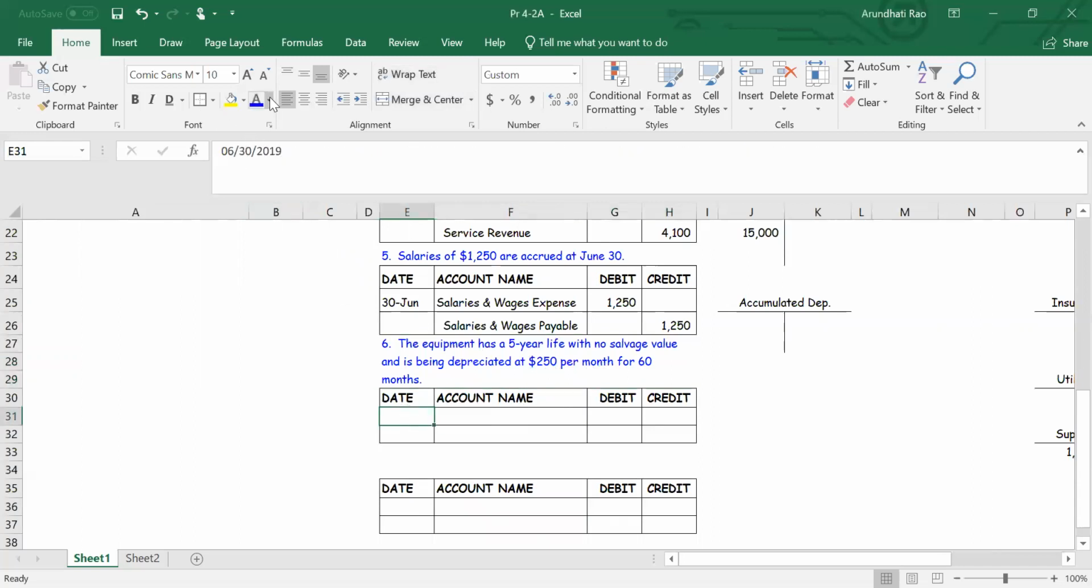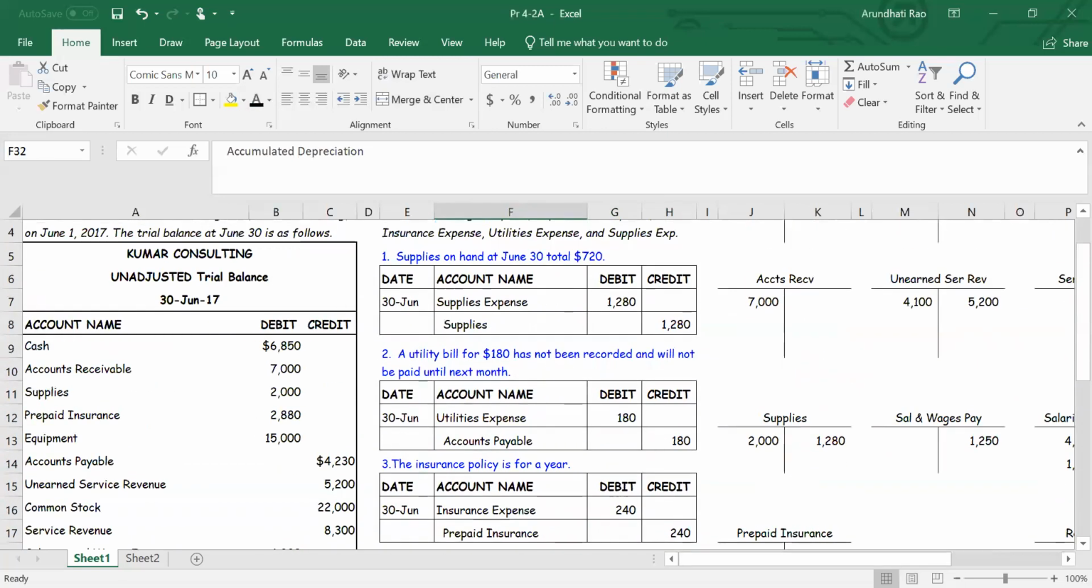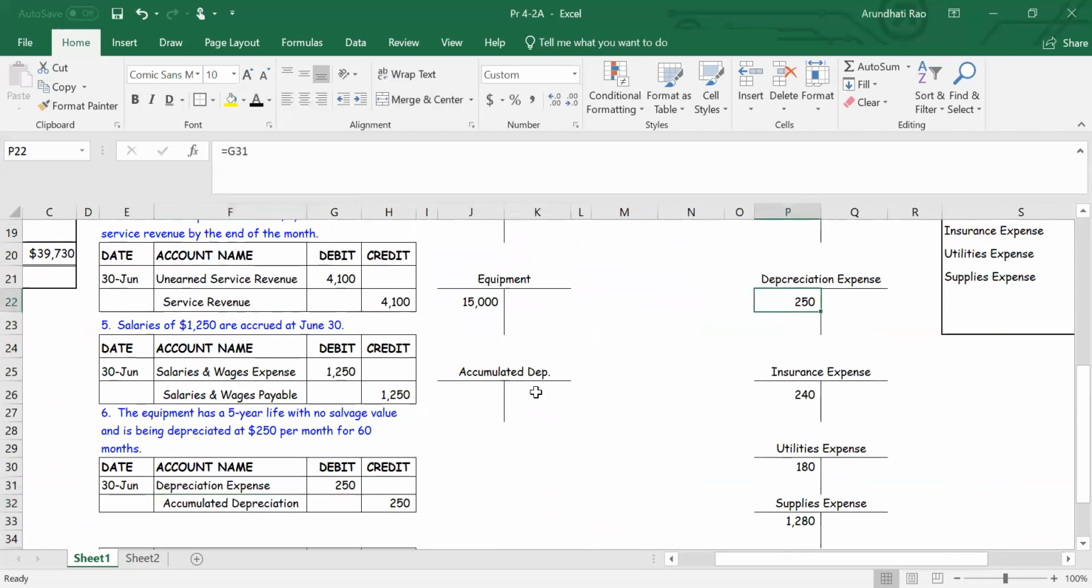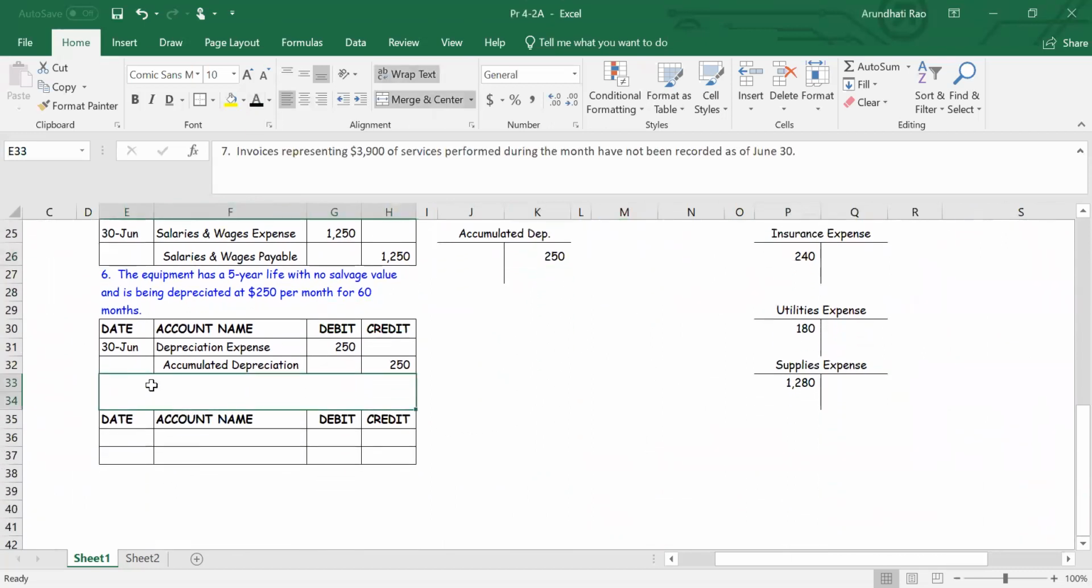So on June 30th, my journal entry is going to be depreciation expense debit, accumulated depreciation credit. Accumulated depreciation is a contra asset account. I'm going to subtract it from equipment in the balance sheet. I already know the amount, it's $250. So depreciation expense debit, accumulated depreciation credit, $250. So let me go down to my depreciation expense account. And I have the $250 here, accumulated depreciation on the credit side. I'll have my $250 posted over here. So I'm done with that journal entry.